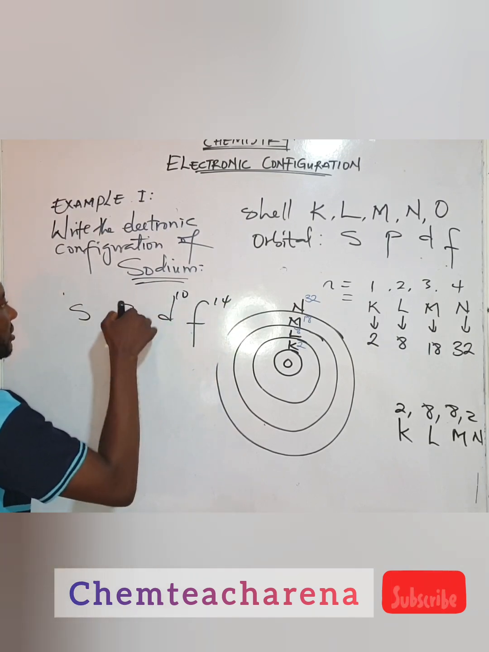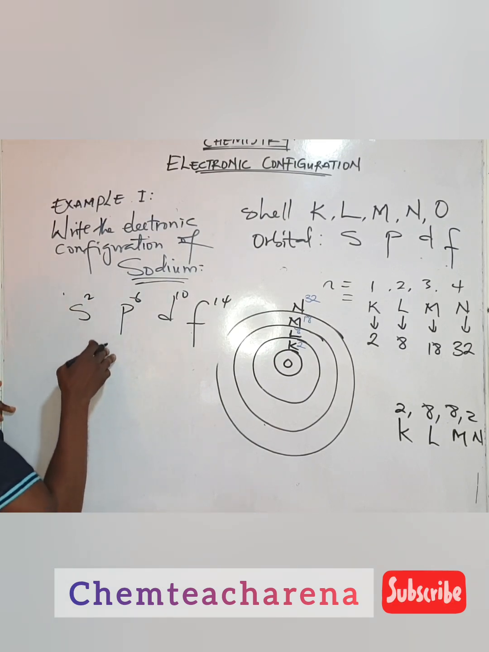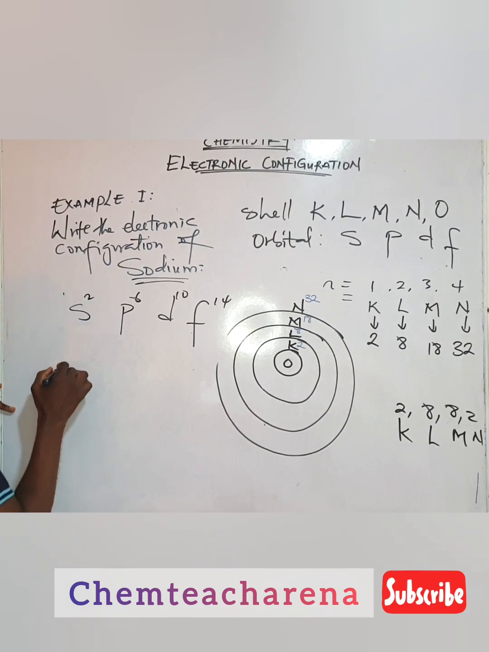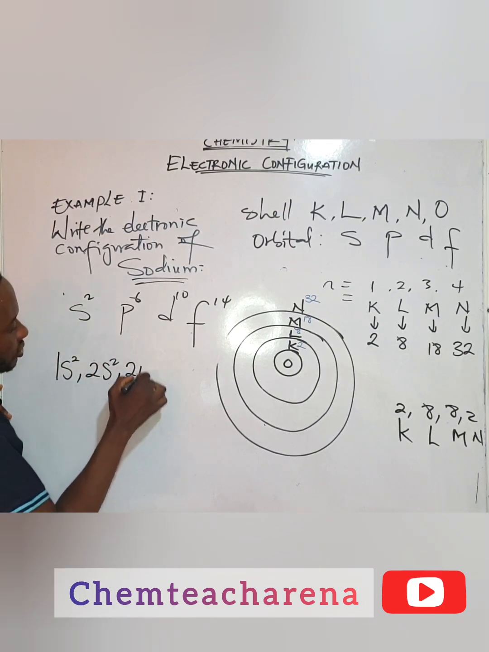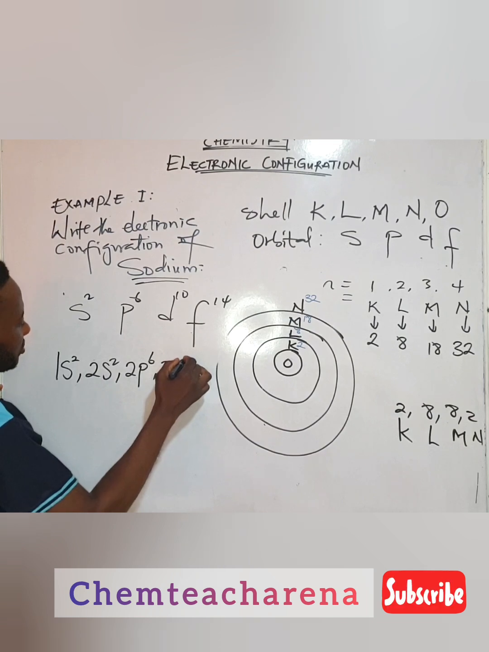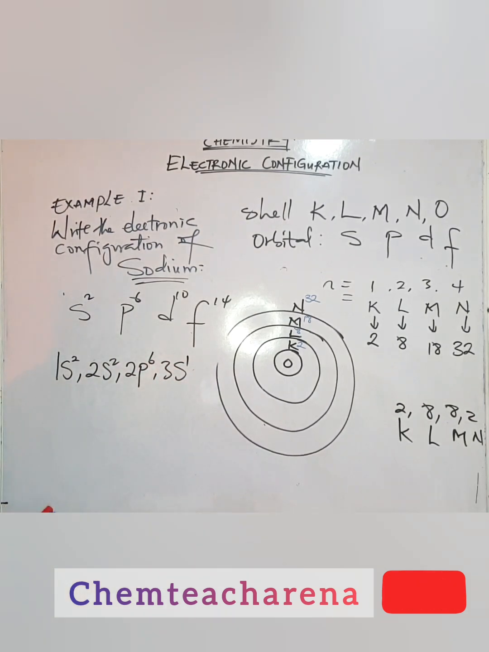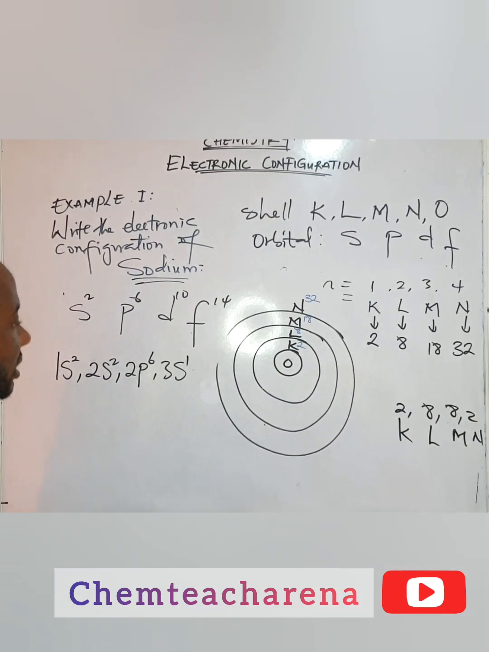14, 10, 6, 2. So you are now asking me to write the electronic configuration for sodium. So this is how I do it. Now I will write 1s2, 2s2, 2p6, 3s2, 3s1. That is for sodium. But I have to teach you something before we start this example that will help you to understand.